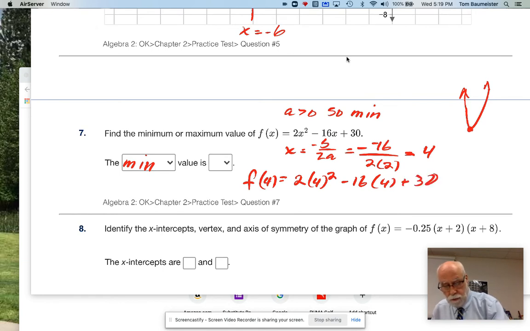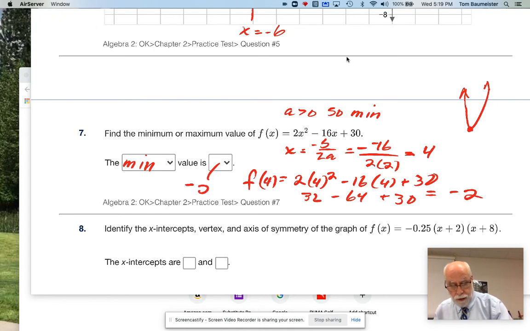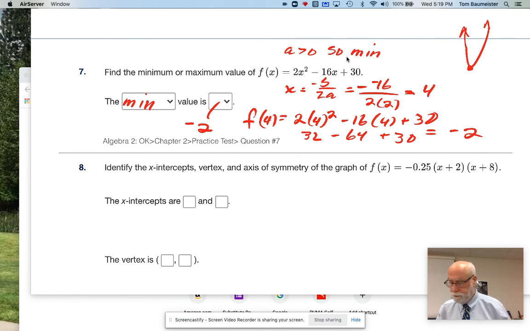So 4 squared is 16 times 2 is 32, minus 16 times 4 is 64, and then plus 30, and that will give us negative 2. So the value here is negative 2. That would be the one that you would have to put there. Okay. I kind of showed you on this one here why it was.